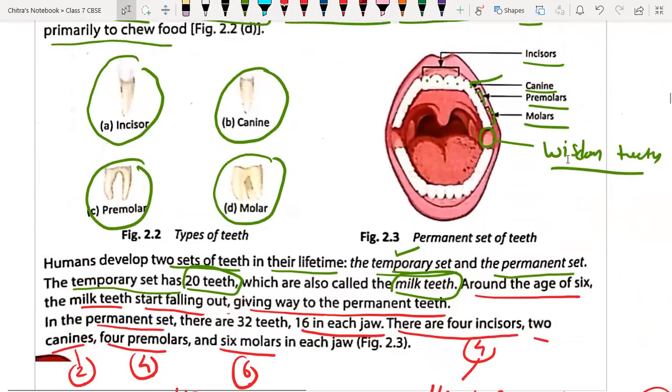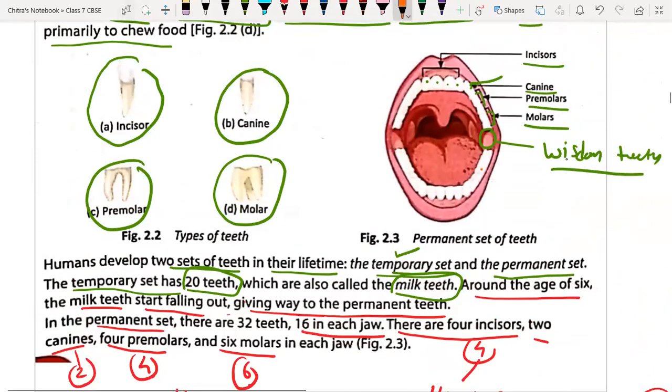So here we have the tongue. The tongue is a muscular organ, which means it is made up of different muscles, and it contains taste buds. So what is the tongue? A muscular organ. What are the functions of the tongue? To taste the food.